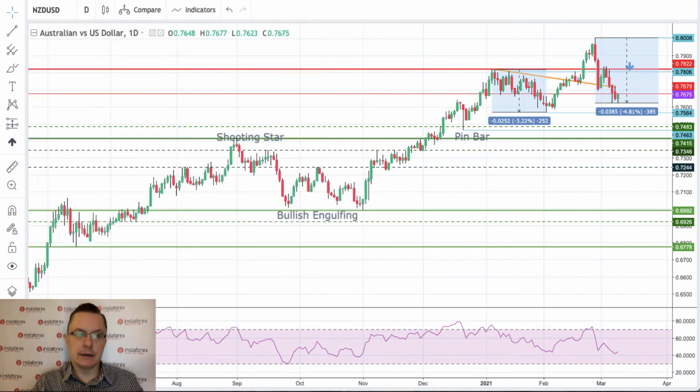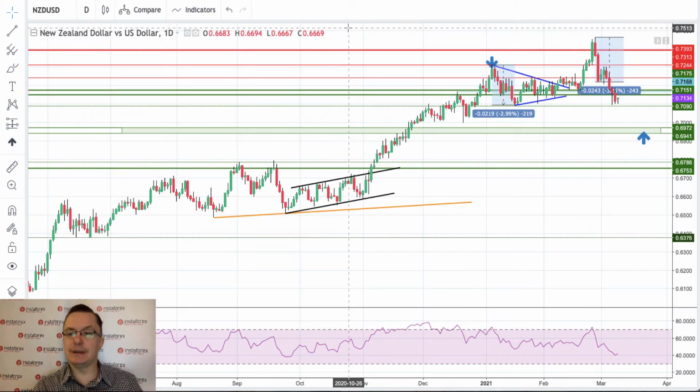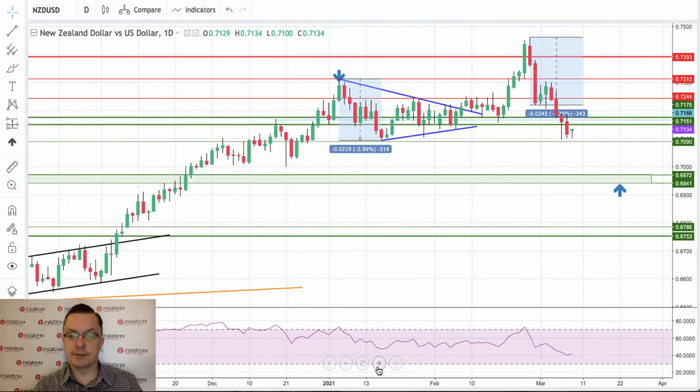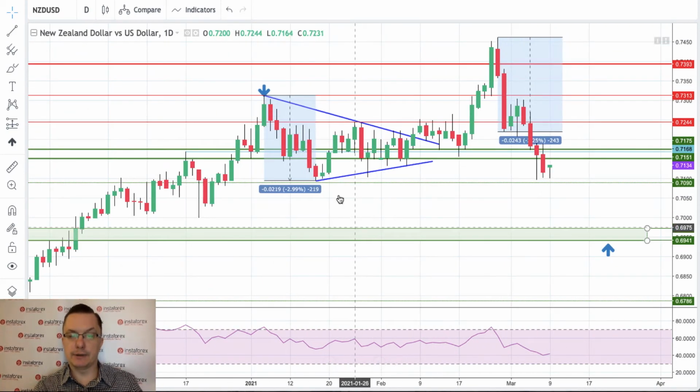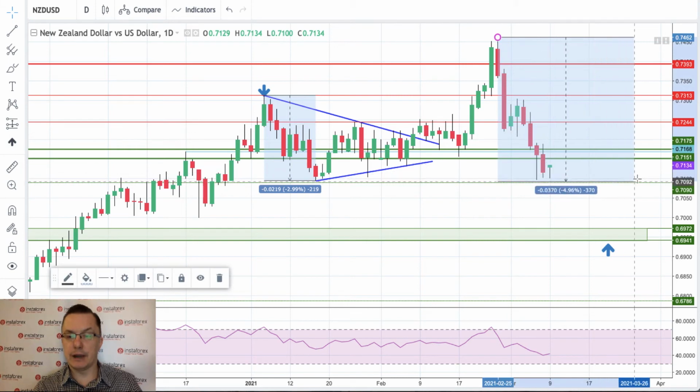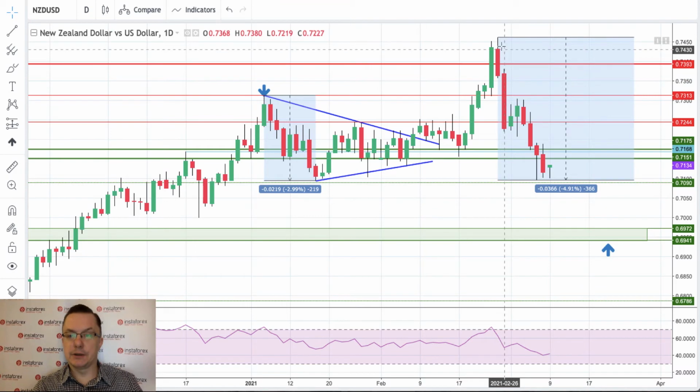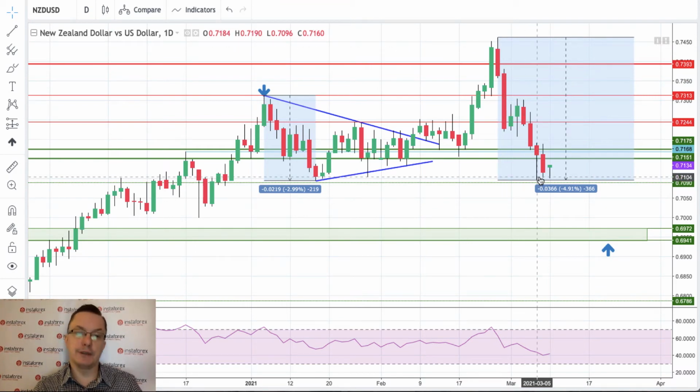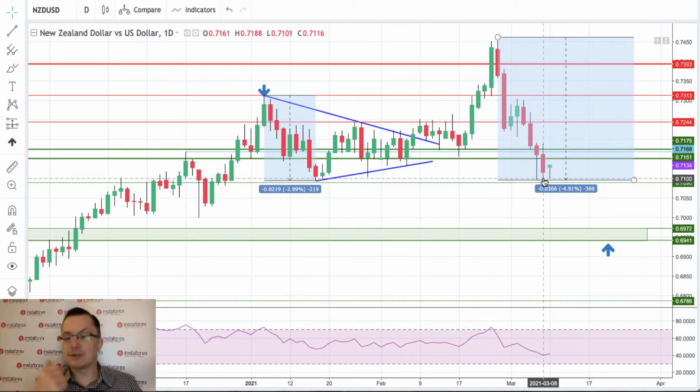The New Zealand dollar should be in the same situation, and there you go, it is. Let's zoom in to see what is going on. The previous biggest correction or pullback was around 3%. This time we have more. We have already 4.91% during this single move down, which means again this is a part of a new cycle.